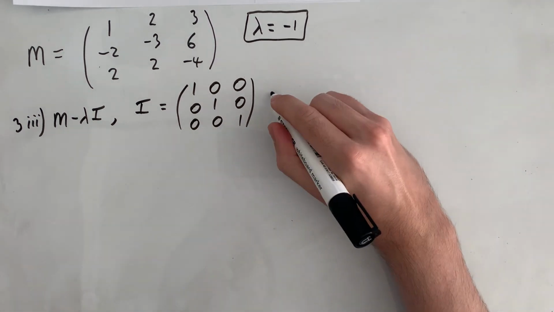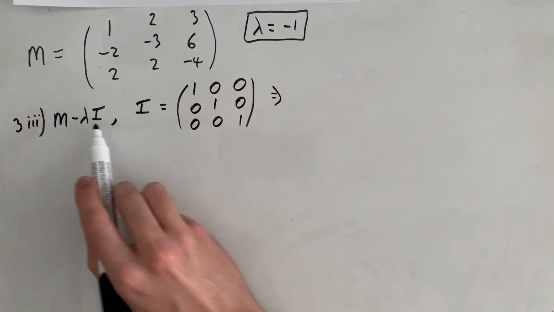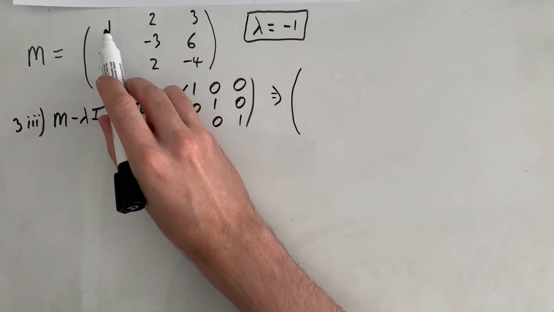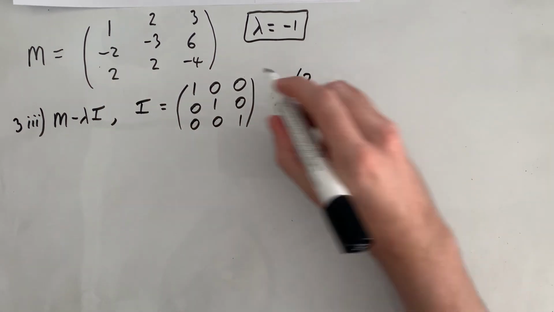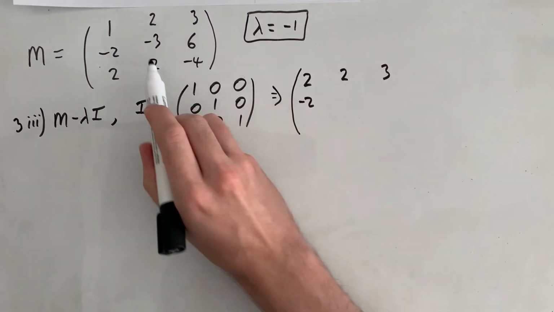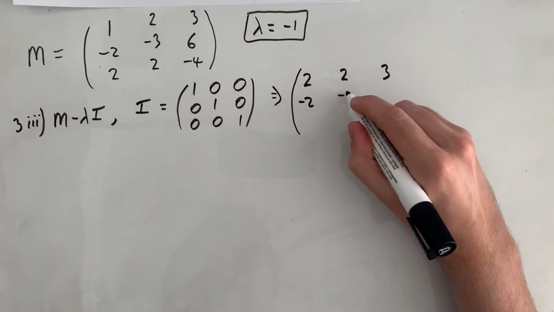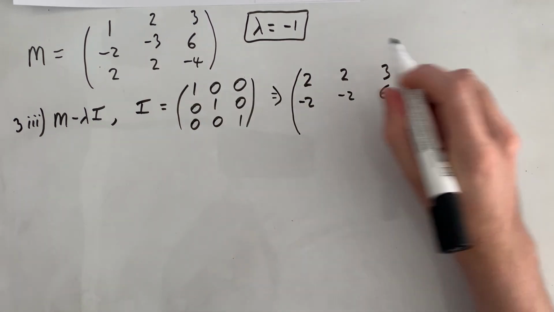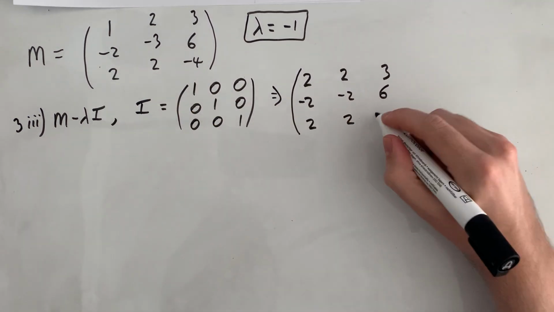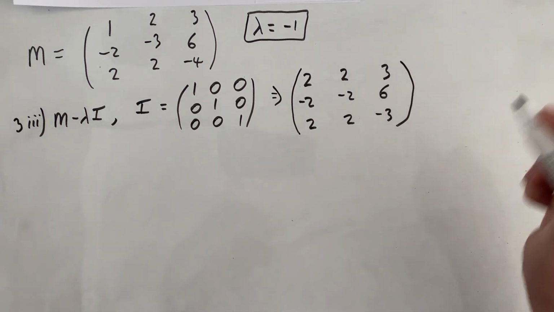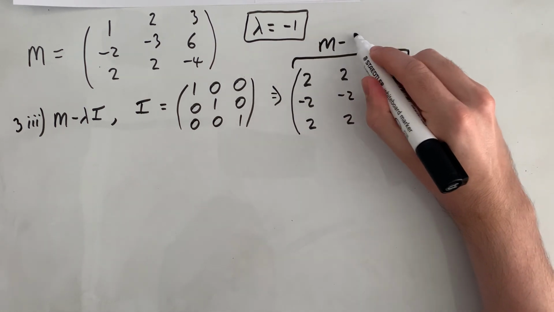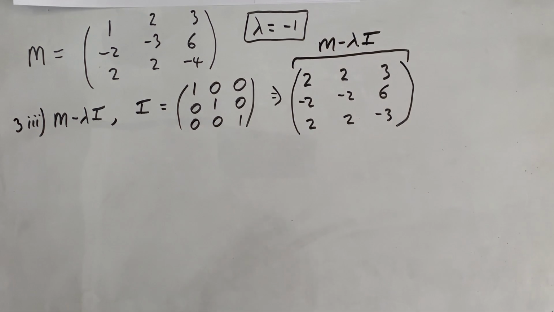So that means that M minus lambda I, where lambda is minus 1, is going to give us 1 minus minus 1, so 2, 2, 3, minus 2, minus 3 minus minus 1, minus 2, 6, and then 2, 2, and minus 4 minus minus 1, so minus 3. So this is, just to recap, M minus lambda I.